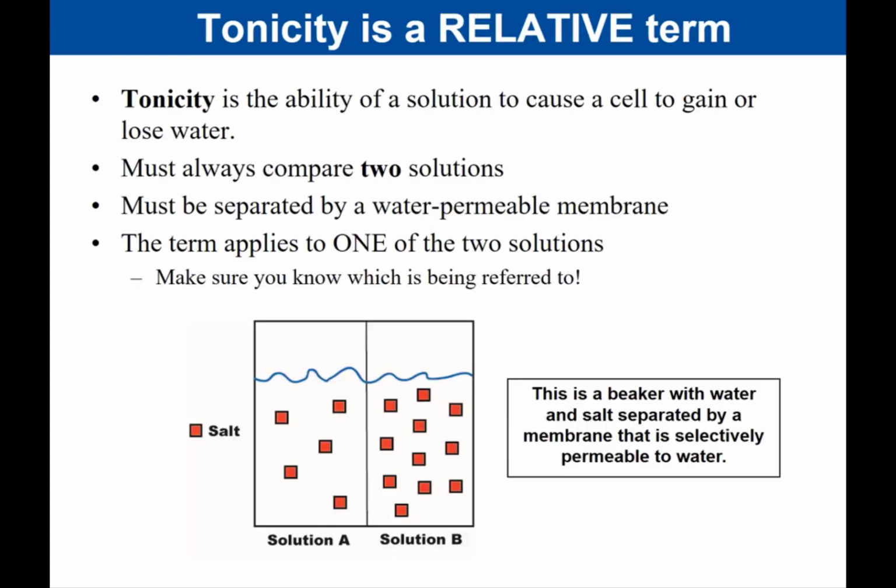Now, tonicity is the ability of a solution to cause a cell to gain or to lose water. You always need to compare two solutions because a cell is only going to gain or lose water depending on solute concentration. And in order for this to work, the solutions must be separated by a water permeable membrane, meaning that water can move, because how can a cell gain or lose water if water can't move? You have to be really careful when you start talking about tonicity, because you need to pay attention to which of the two solutions you're referring to. I'll talk about that in just a minute.